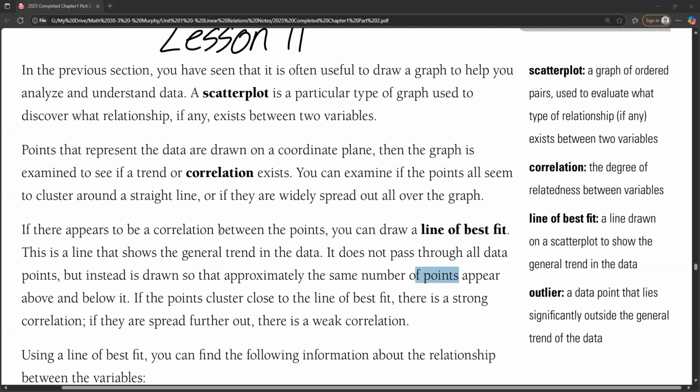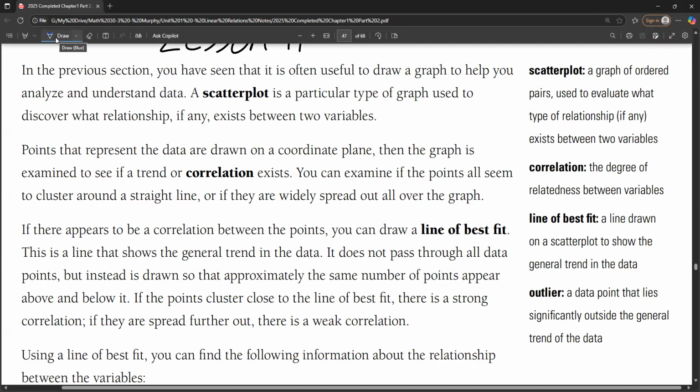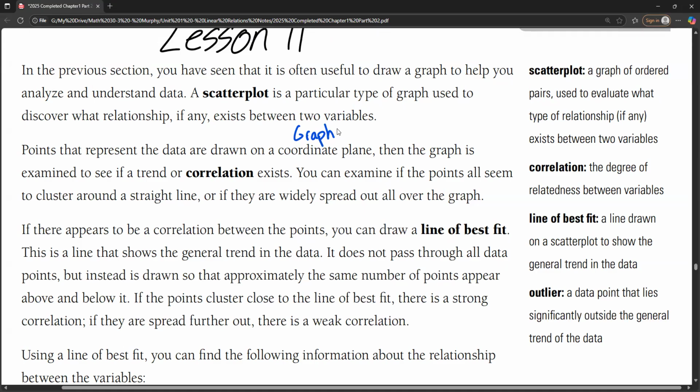So what we're going to do is take two things and see if there is some kind of correlation, meaning, does the height of a person correlate with shoe size? So that's an example. Points that represent the data are drawn on a coordinate plane. That just means a graph. Then the graph is examined to see if a trend or correlation exists. You can examine if the points all seem to cluster around a straight line or if they are widely spread out all over the graph.